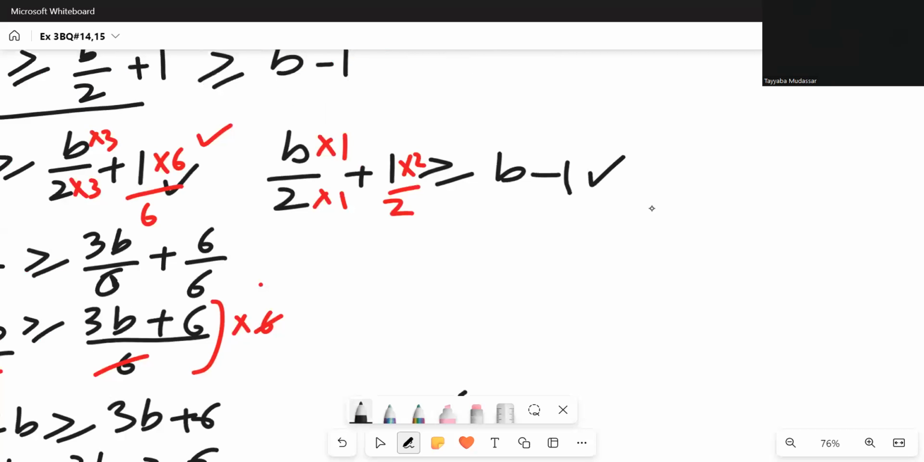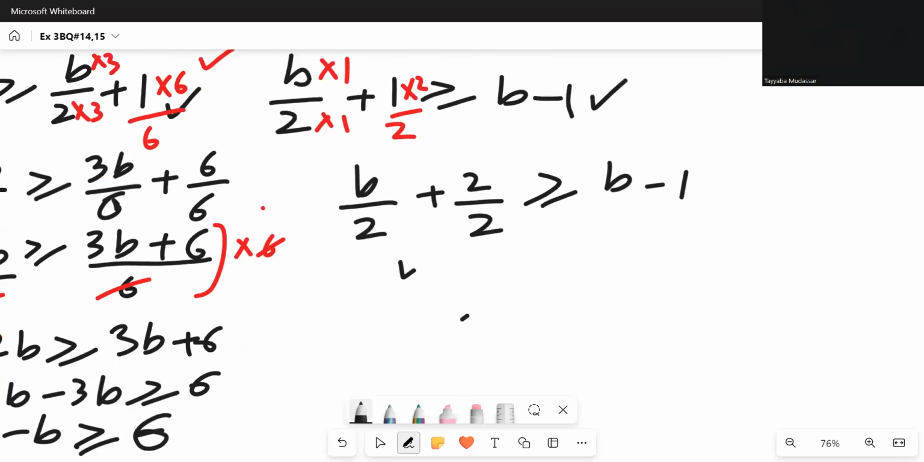Now come to this part. This is b over 2. This one is 2 over 2. And here it is b minus 2. Here you can write it as b plus 2 over 2 and b minus 1.